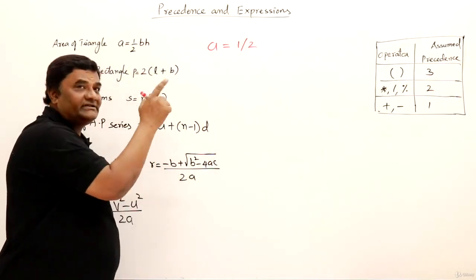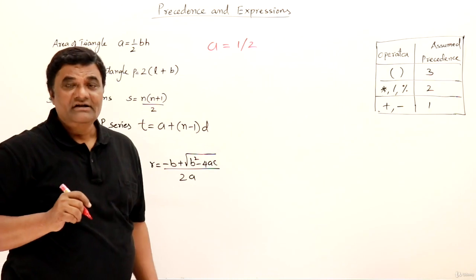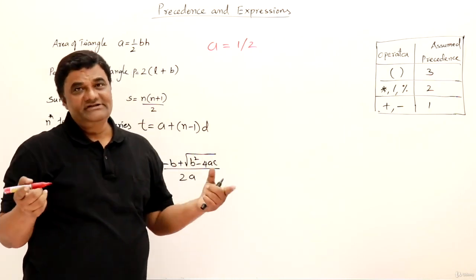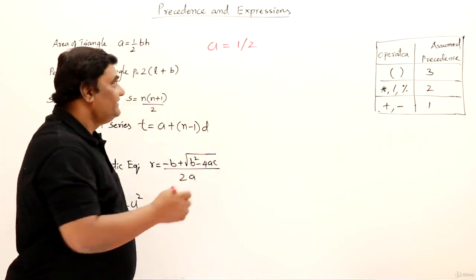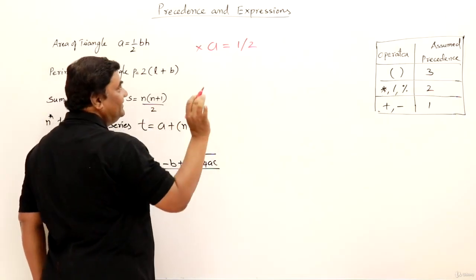So you know this is integer. 1 and 2 both are integer. And 1 divided by 2 is 0. So you cannot write like this. This will be wrong. So this is the first thing we learn.